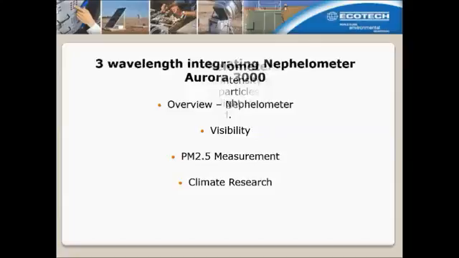I want to talk a little bit more about nephelometers, our 3 wavelengths integrating nephelometer Aurora 3000, and it's really 3 wavelengths and not 3 wave as it was in the announcement. So it's called 3 wavelengths because it uses 3 different wavelengths of light. I will give you a little overview about nephelometers, talk a little bit about visibility, about the PM 2.5 measurements you can do with the nephelometer, and some climate research applications nephelometers allow you to do.